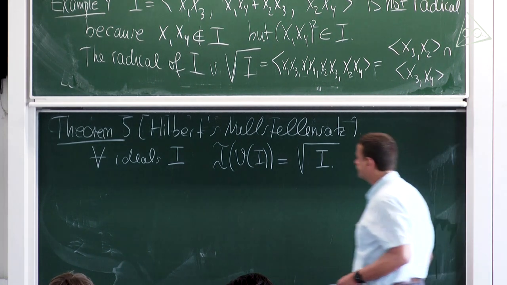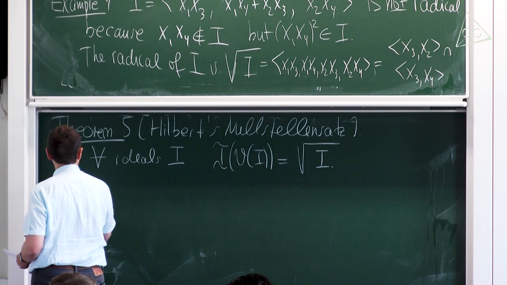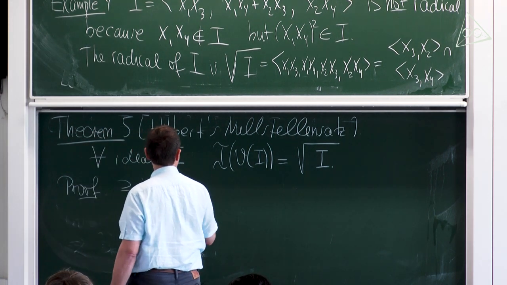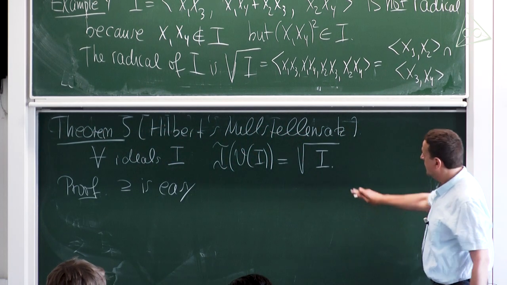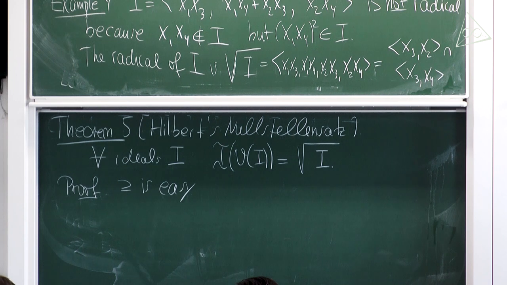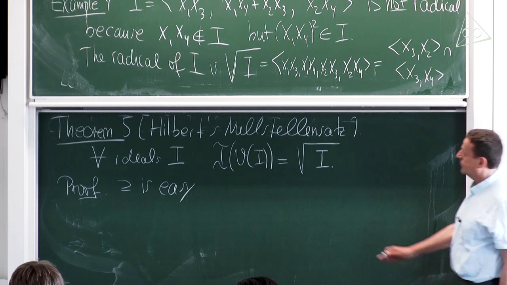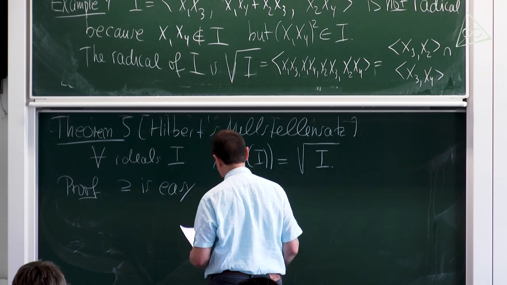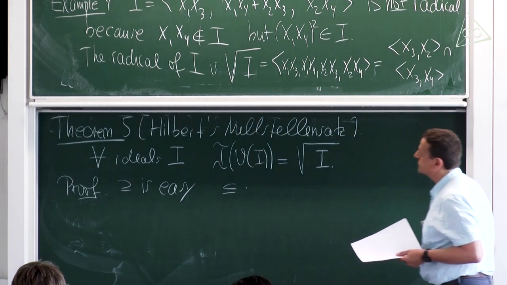Let's prove this. Sketch of the proof. The fact that the left-hand side contains the right-hand side, I claim, is easy. If you're a polynomial that's in the radical, well, that's simply the fact that if a power of a polynomial vanishes somewhere, then that polynomial vanishes there. So if f to the 10 vanishes on some set, then f vanishes on the set, and that shows that if you're in the radical, then you must vanish on the variety. So it's the other inclusion that's the non-trivial part. Let's prove that the left-hand side is contained in the right-hand side.